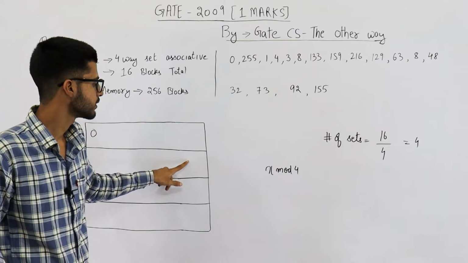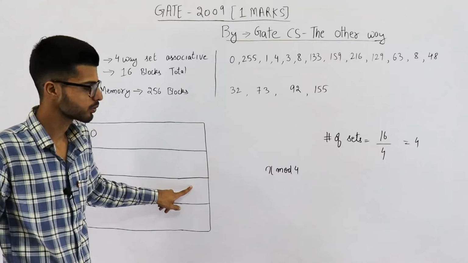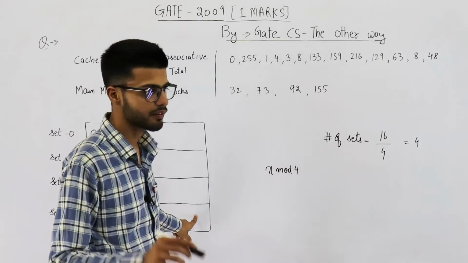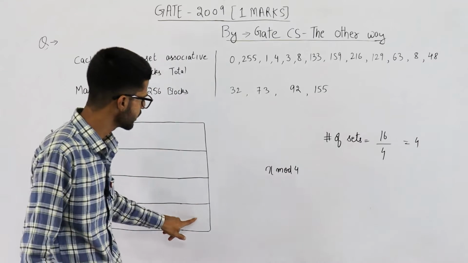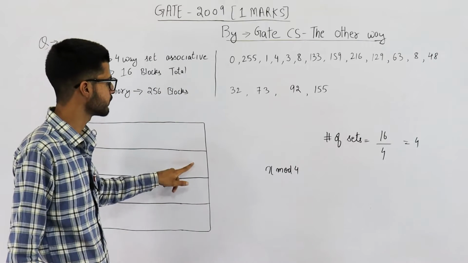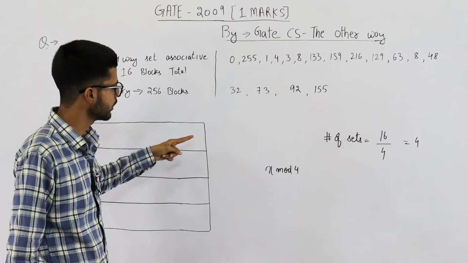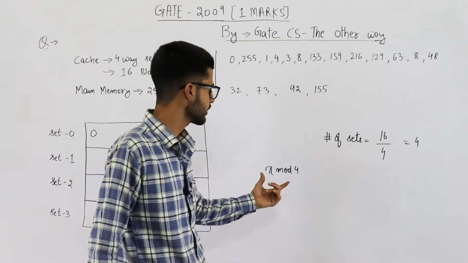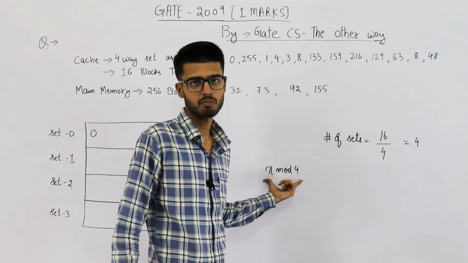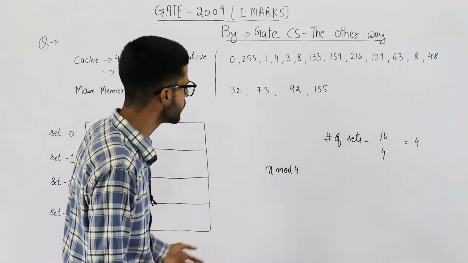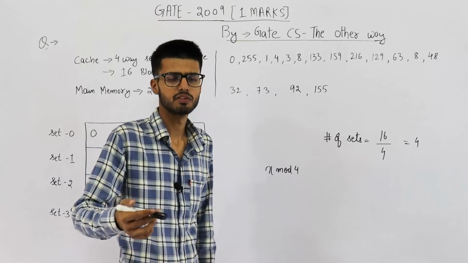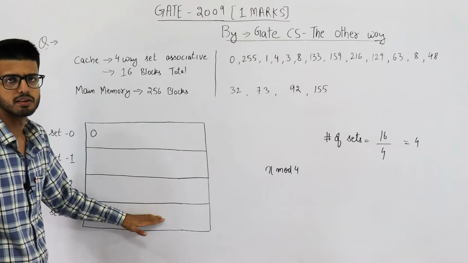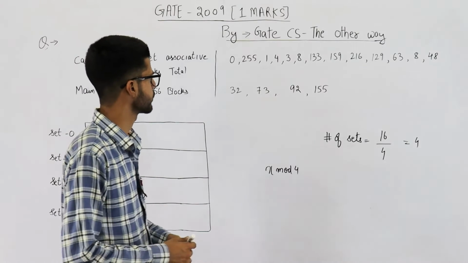Then block 1, set 1. Block 2 will be mapped onto set 2. Block 3 will be mapped onto set 3. After block number 3, you will again start from here. 4, 5, 6, 7, 8, 9, 10, 11 and so on. Exactly similar thing is done by mod 4. Mod 4 will have 4 possible values. Remainder 0, remainder 1, remainder 2, remainder 3. So let's start the question.